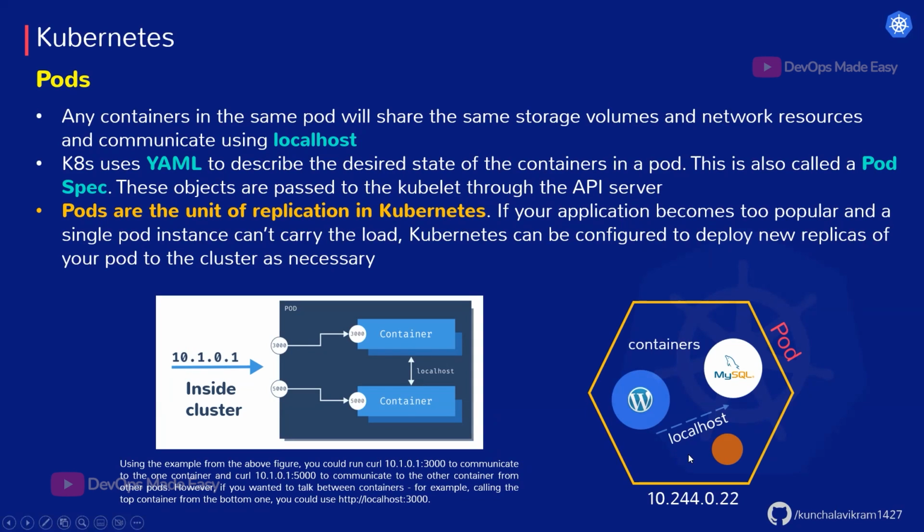Vikram, if we mount one volume to C1, the same volume can be mounted to C2 as well. Yeah, correct. You can do that. So that is how they share the space.